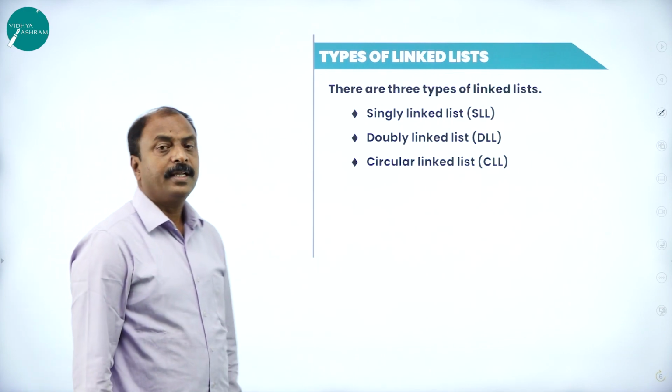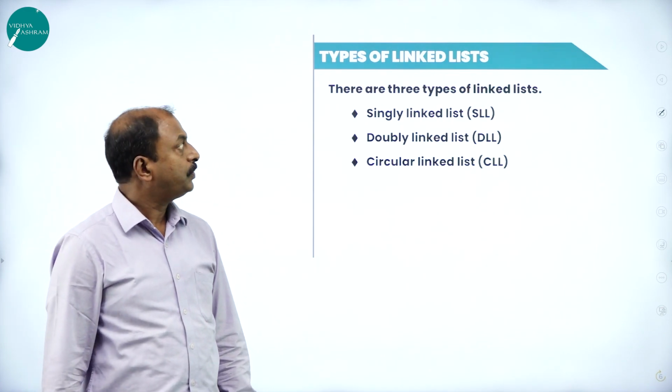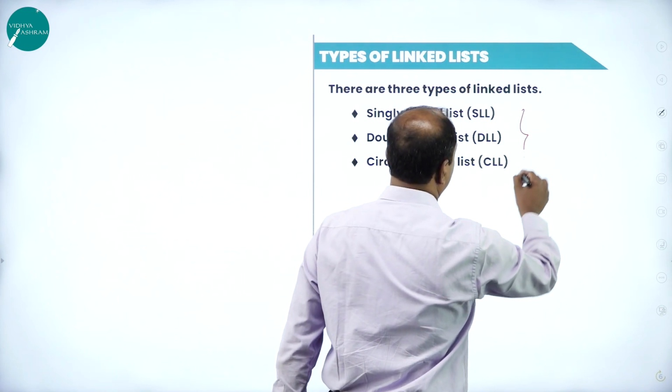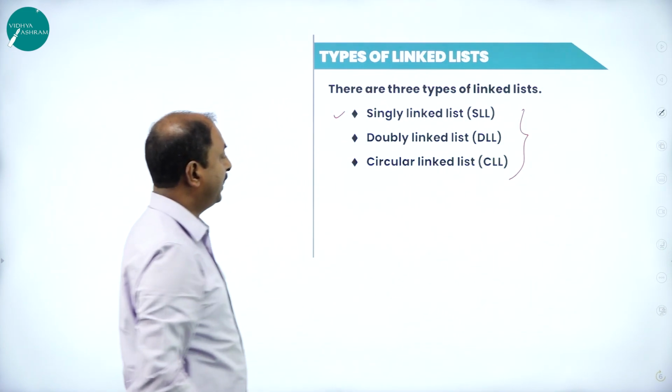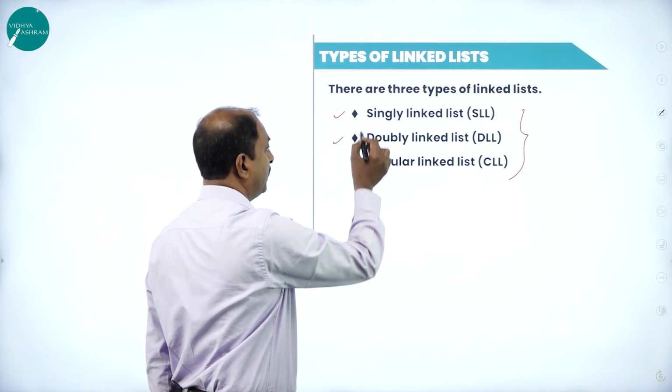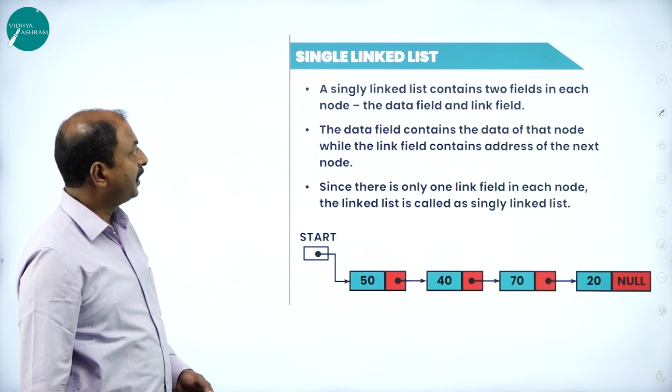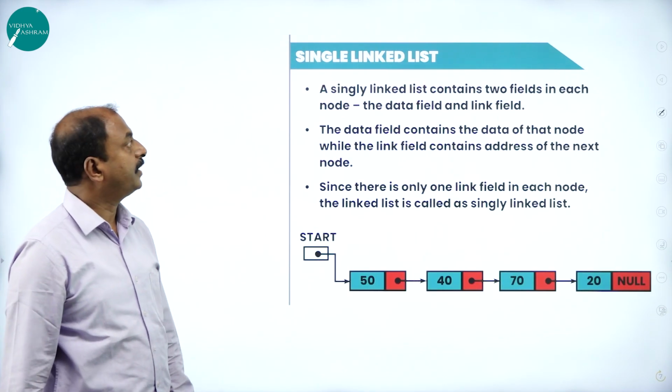Now in the next slide, let us see what are all the different types of linked list. Here we have 3 types. One is singly linked list, doubly linked list, and circular linked list. Now let us see the definition of single linked list.